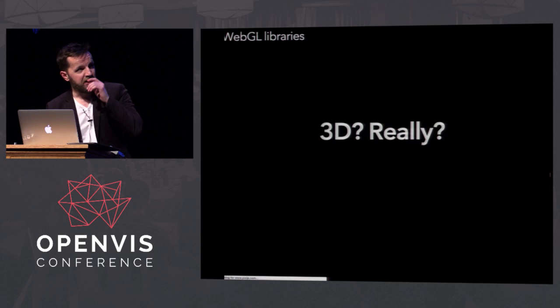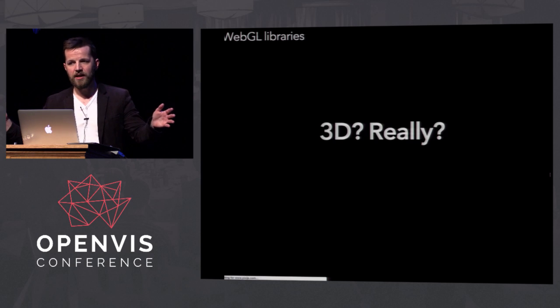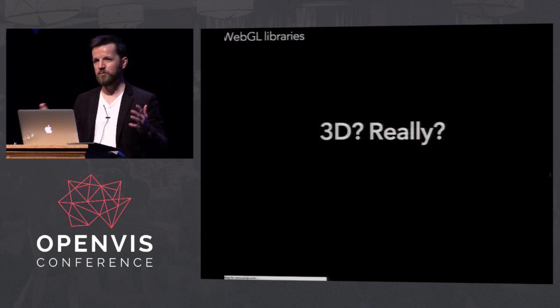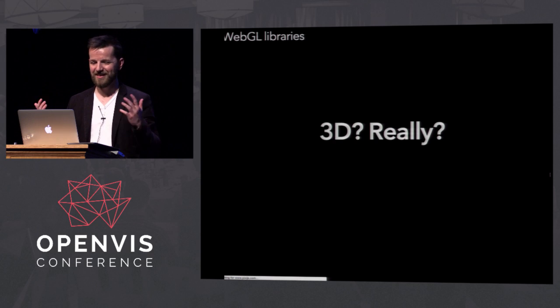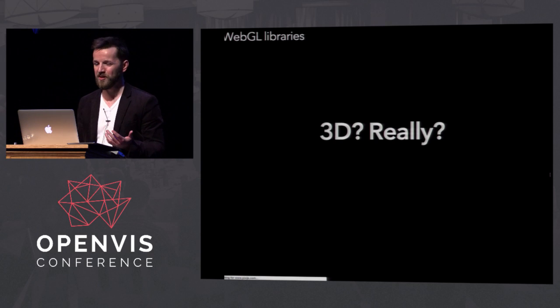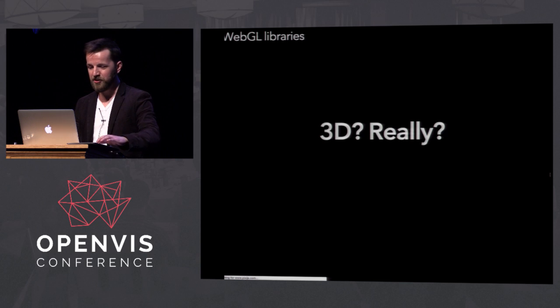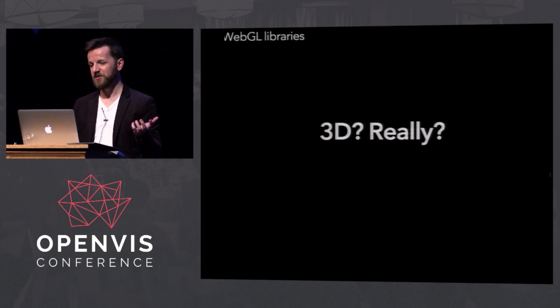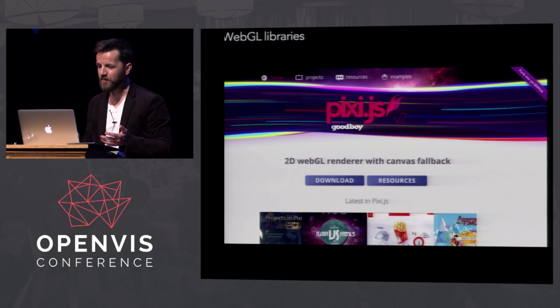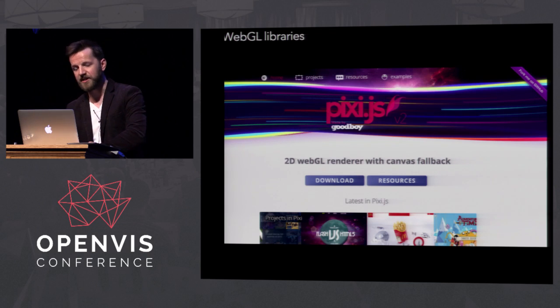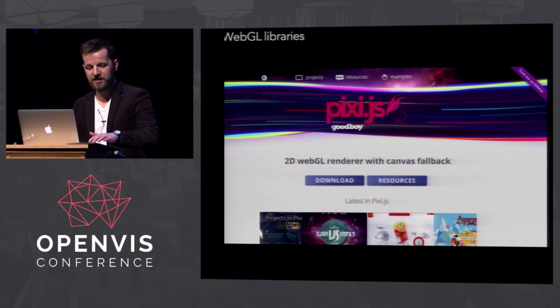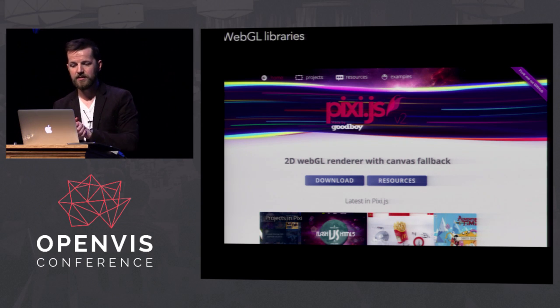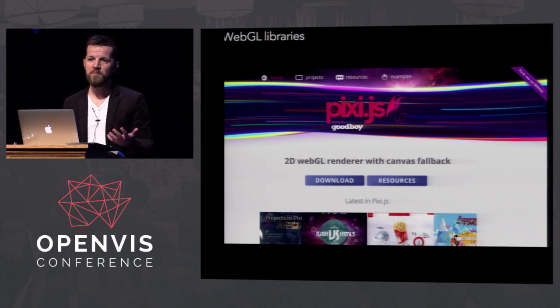Okay, but I hear you. I mean, all this stuff was very 3D, and as visualization people, we're always wondering, really, 3D? Isn't that a terrible idea? And I have good news, because there aren't only 3D WebGL libraries, there's also 2D ones. And my favorite one is Pixi.js. And Pixi.js is interesting because it's actually a game engine, so it's meant for rendering games.